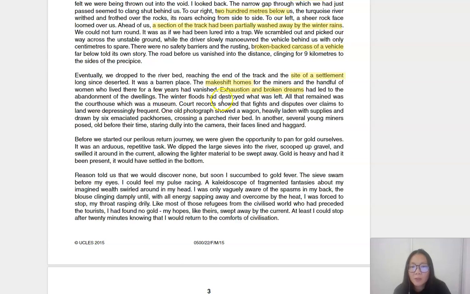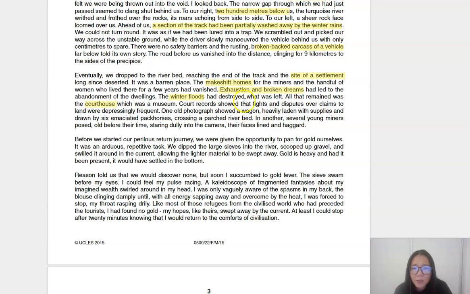Okay, so the winter floods had destroyed what was left. So you get things like winter floods. This is something you could mention about living condition. Okay, and then all that remained was the courthouse. That was the museum. So there was even a courthouse. Why was there even a courthouse?